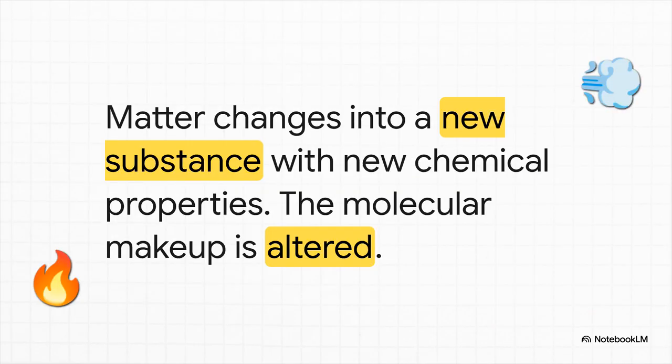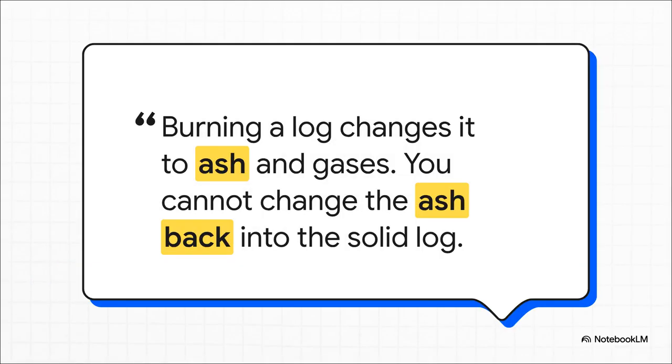Now, a chemical change, that's a whole different beast. This is a real, true transformation. The original stuff is gone. Poof. And in its place, you've got one or more brand new substances with totally new properties. It's a point of no return. And that leads us to our burning log. The wood reacts with the oxygen in the air and is transformed into completely new things. Ash, carbon dioxide gas, water vapor. And there is no way to take that pile of ash and turn it back into wood. Its chemical identity has been changed forever.